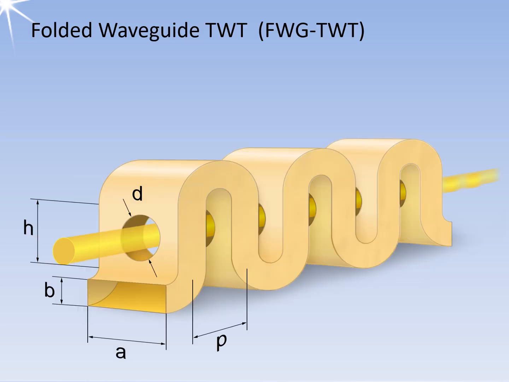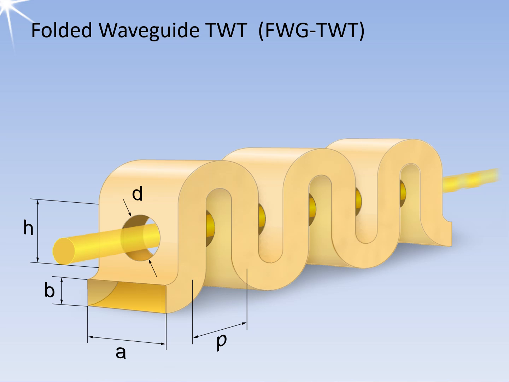The folded waveguide, abbreviated to FWG, is a rectangular waveguide folded in a serpentine shape to reduce the axial phase velocity of the electromagnetic wave, allowing it to synchronize with the electron beam. It consists of a bent waveguide with a circular beam tunnel. Compared with the helix slow wave structure, the folded waveguide TWT has a narrower bandwidth and lower interaction impedance but can provide higher average power handling capability since it is a full metal structure.